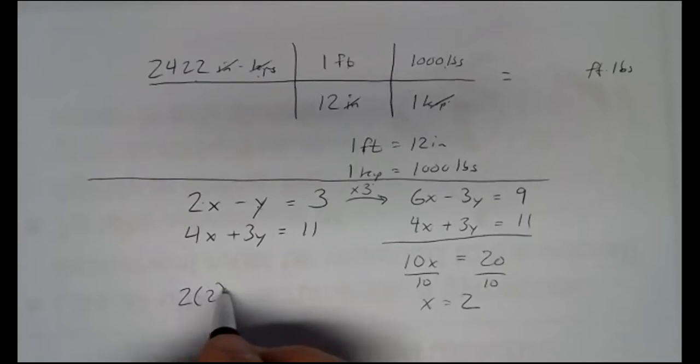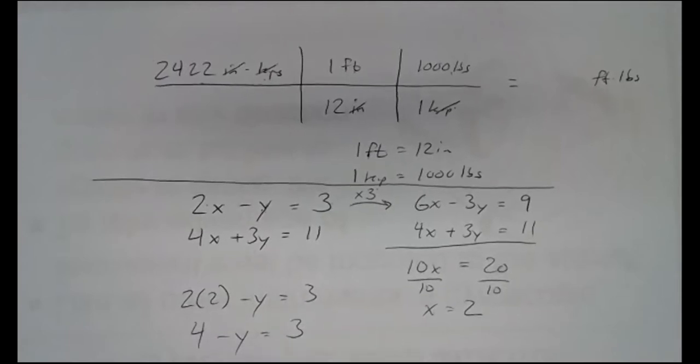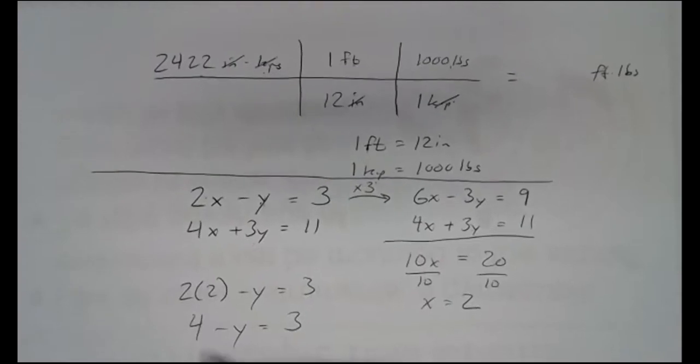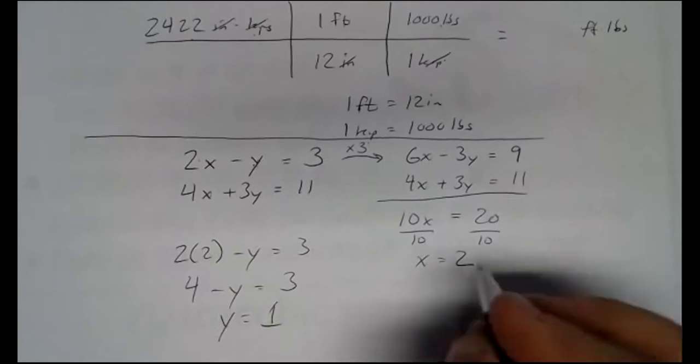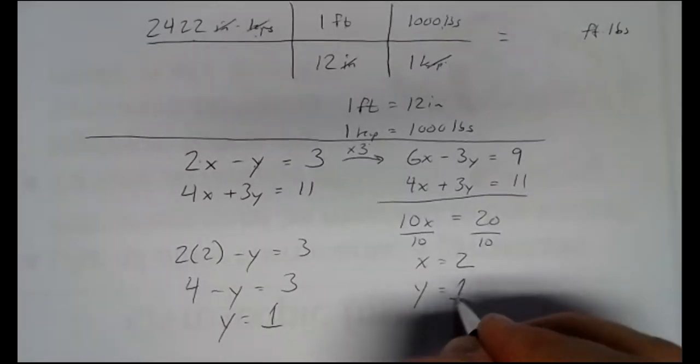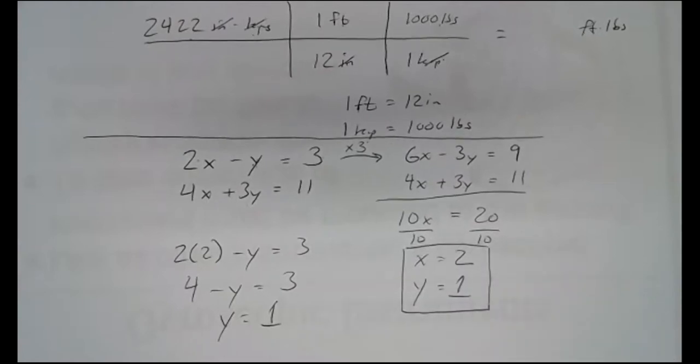I'd take 2 times 2 minus y equals 3. So that's 4 minus y equals 3. Well, you might even be able to solve that by inspection at this point. Something minus y is 3. That something's probably 1. You could work through the algebra, but y is going to come out to be 1. So my solution to a set of simultaneous equations is always two numbers. In this case, x equals 2 and y equals 1. And that's the math problem.